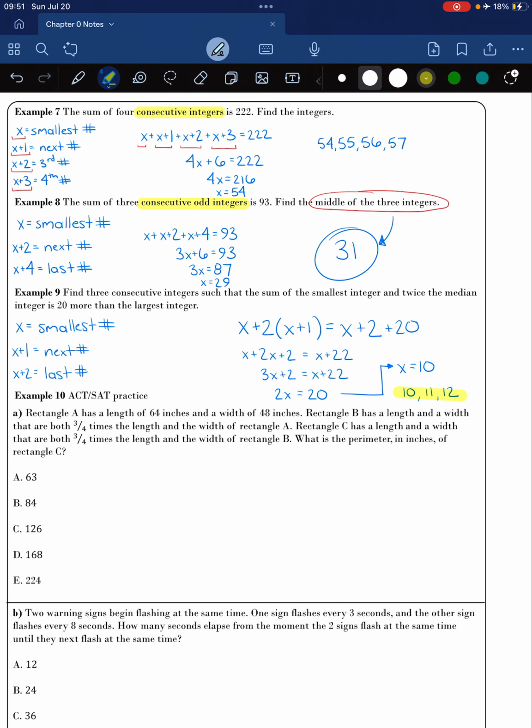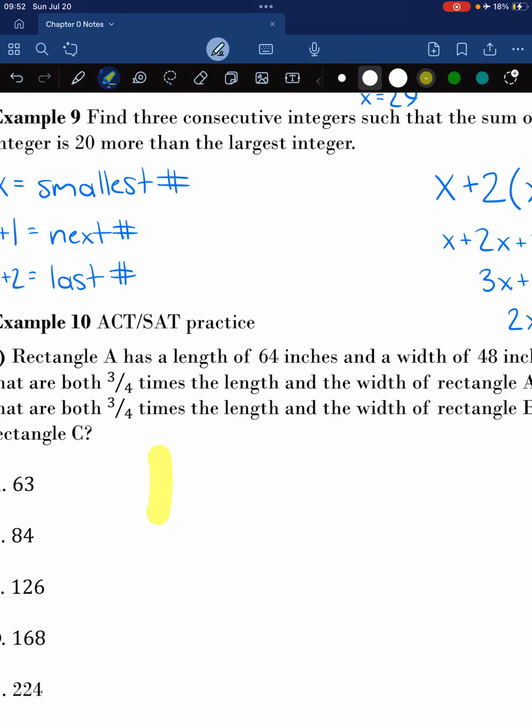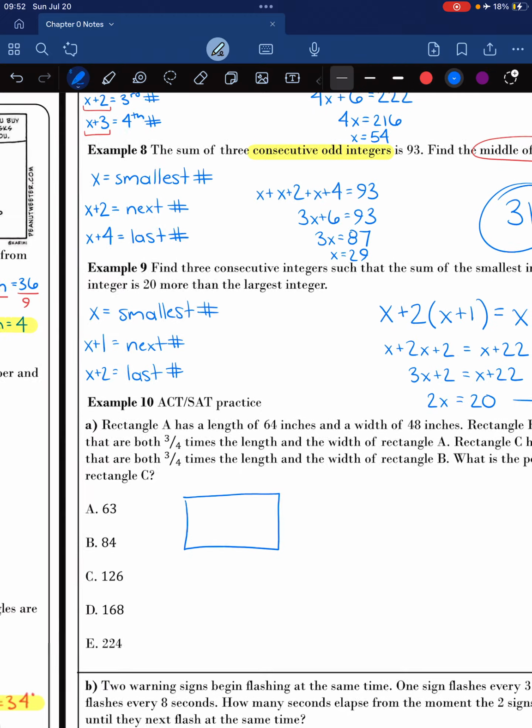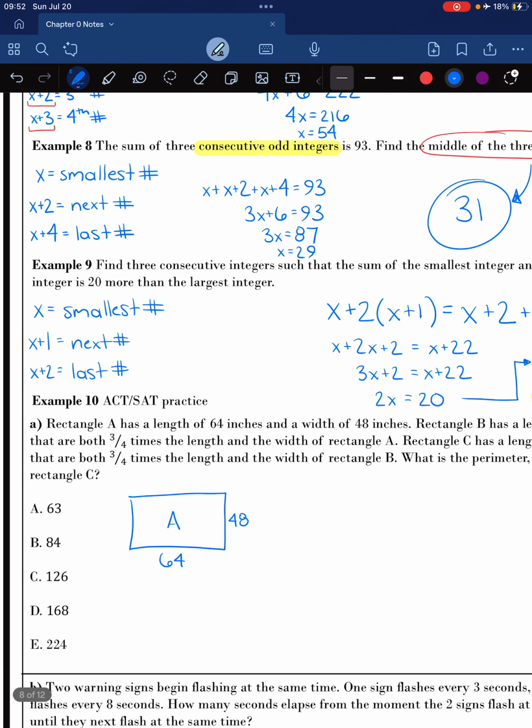And I actually really like those problems. I think they're a lot of fun. Okay, and some ACT, SAT practice. Rectangle A, I love to draw. Oh, let's not draw with my highlighter though. Rectangle A has a length of 64 inches, and let's label this A, and a width of 48.